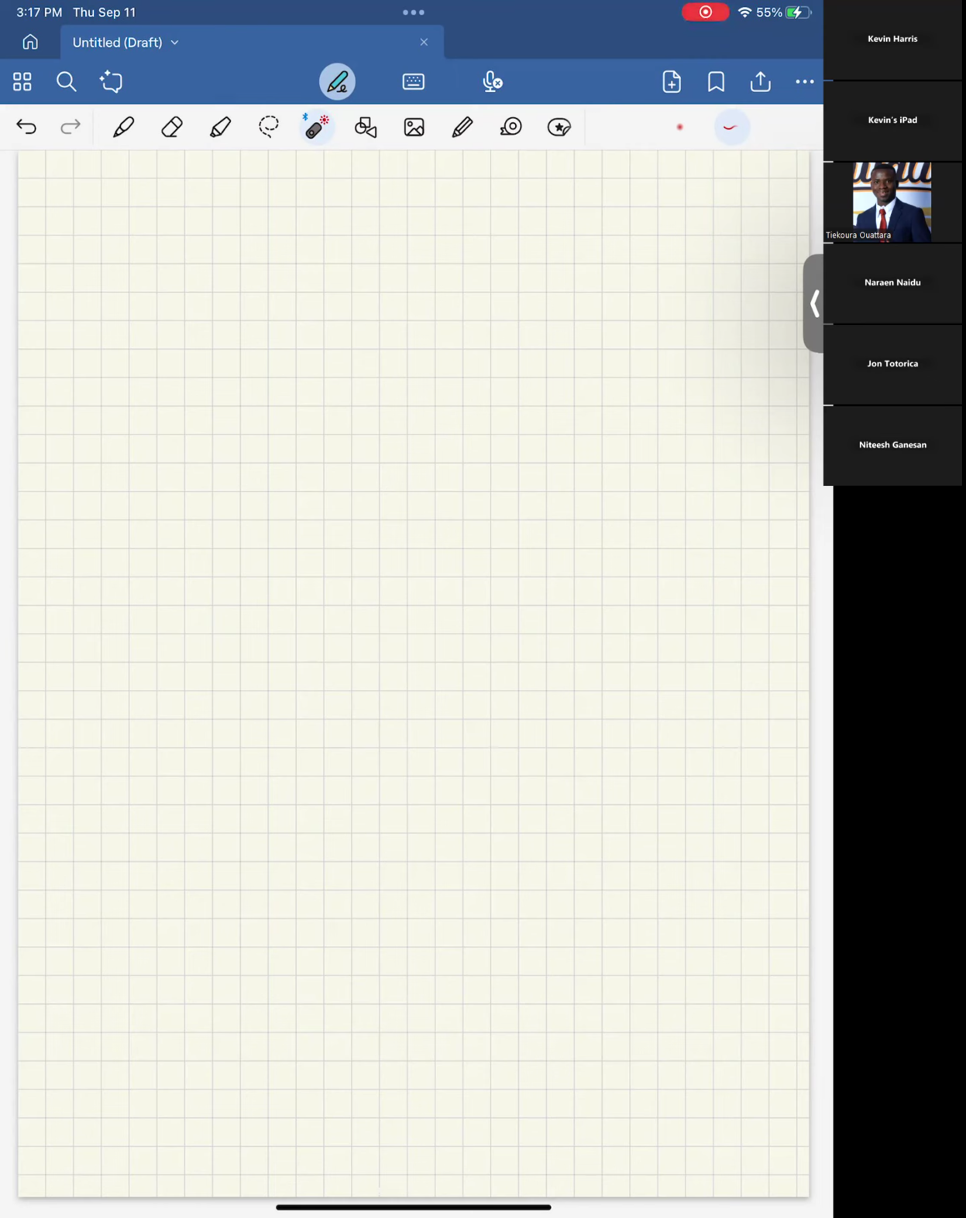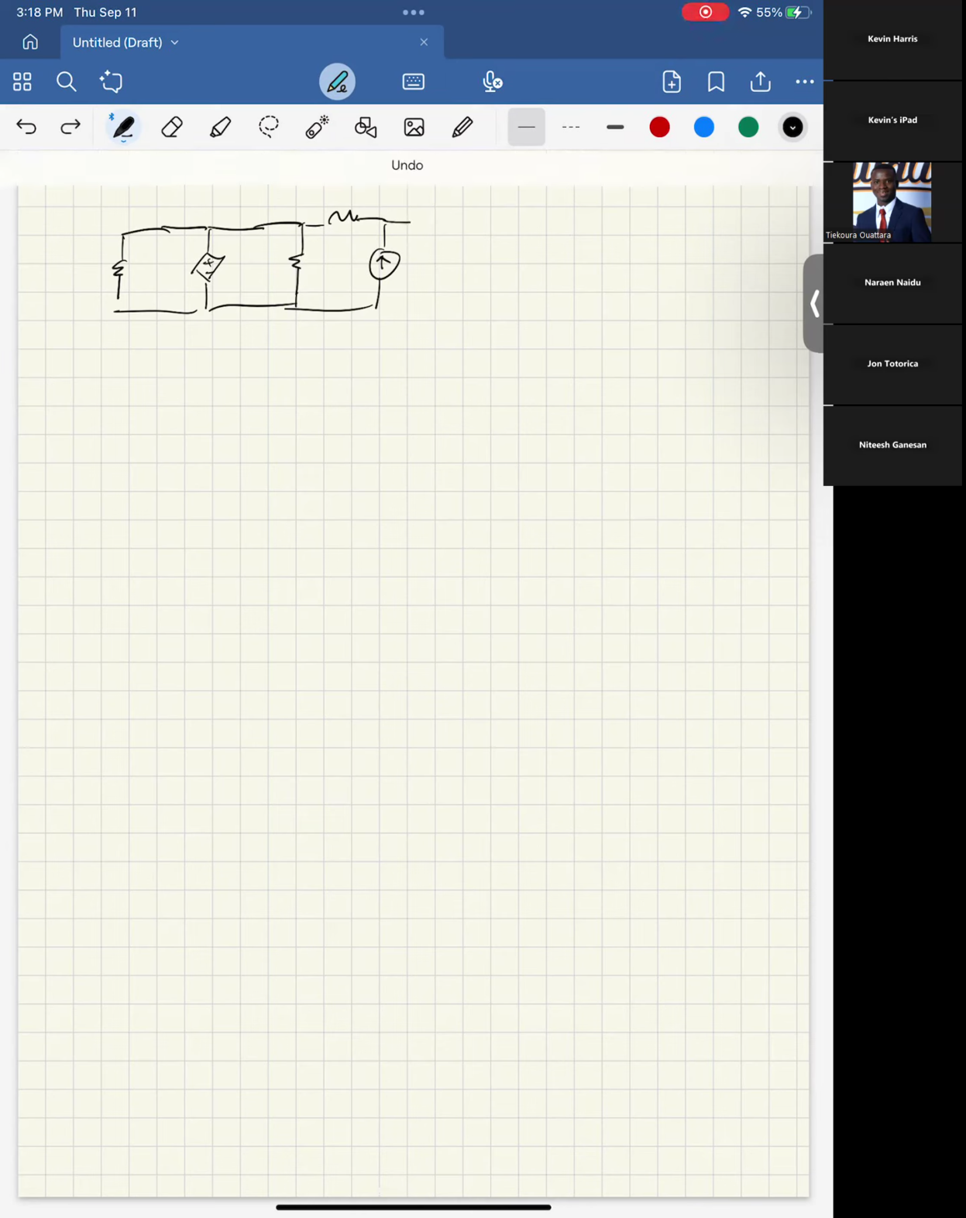Oh yeah, one thing I wanted to touch on with node voltage is something to watch out for. So I will make up this circuit as I go here. Let's say we had a circuit like this. I won't actually fill in the numbers because it doesn't matter for the purpose of this example.